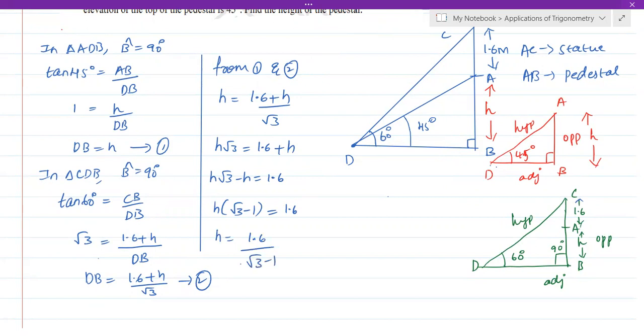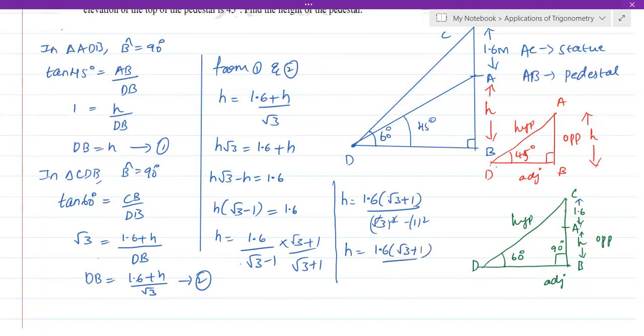Now remember, we are not supposed to have irrational number in the denominator, so we must rationalize. This itself is the final answer, but since we have irrational number in the denominator, let's rationalize it. Root 3 plus 1 by root 3 plus 1. So it becomes H is equal to 1.6 into root 3 plus 1. The denominator is A plus B into A minus B, so it becomes A square minus B square. That is root 3 square minus 1 square. So root 3 square is 3, the square and root get cancelled. 1 square is 1. So 3 minus 1 is 2. So what we are left with is 1.6 into root 3 plus 1 divided by 2.